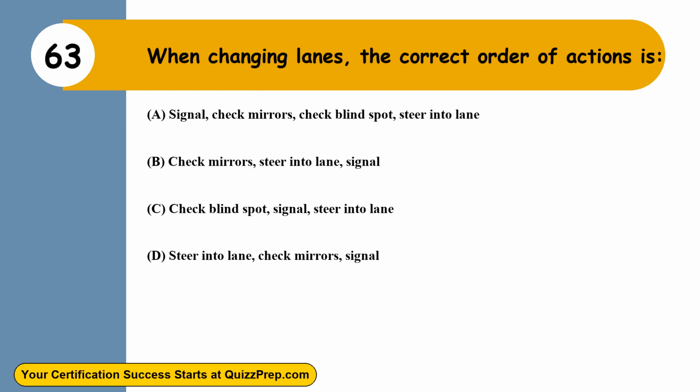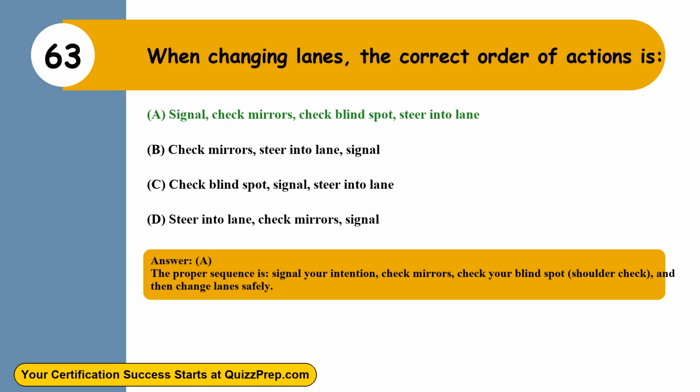Question 63. When changing lanes, the correct order of actions is: Option A, signal, check mirrors, check blind spot, steer into lane. Option B, check mirrors, steer into lane, signal. Option C, check blind spot, signal, steer into lane. Option D, steer into lane, check mirrors, signal. The correct answer is option A, signal, check mirrors, check blind spot, steer into lane. The proper sequence is: signal your intention, check mirrors, check your blind spot, shoulder check, and then change lanes safely.